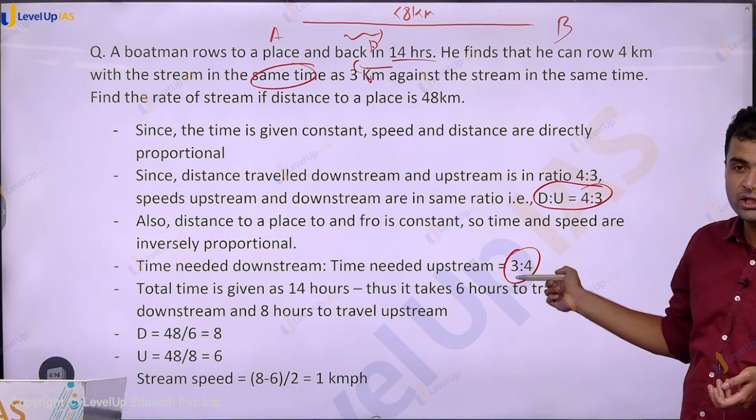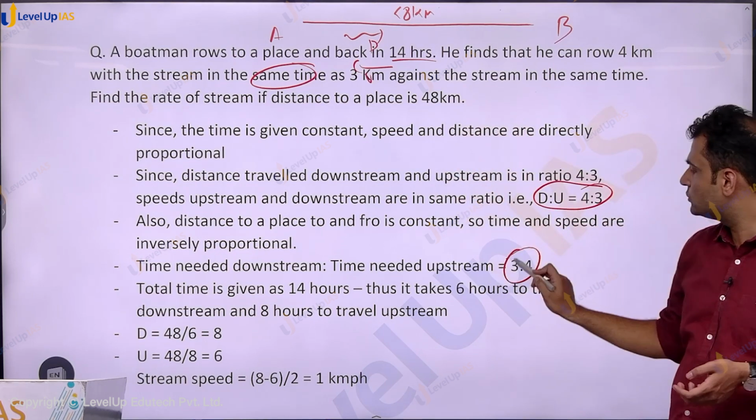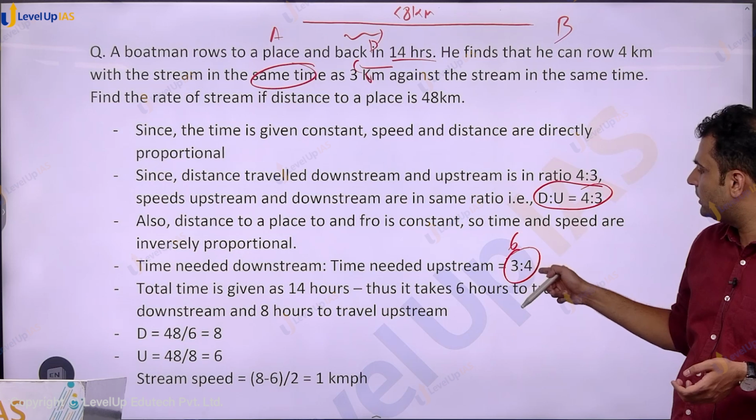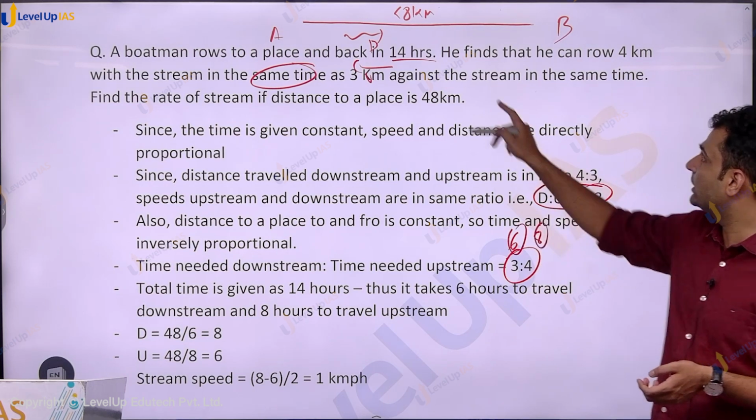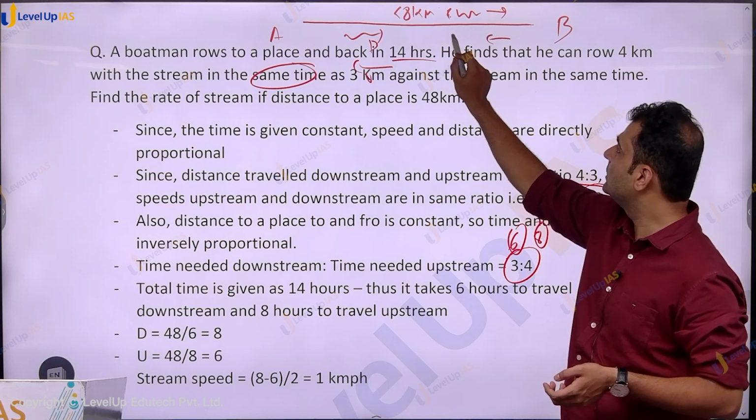14 hours in the ratio 3 is to 4 will mean you make 7 parts of 14. Each part will be of 2. So this is 2 parts into 3, which is 6, and this is 8. So 6 hours time taken for this journey, and for the return journey it is 8 hours.